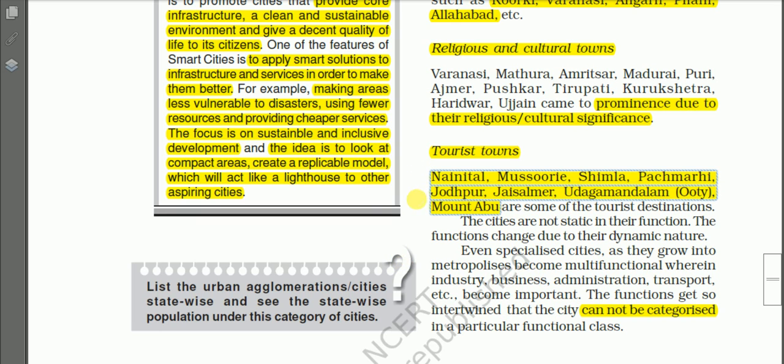So in this way towns perform different types of functions, but sometimes we find specialized functions, and based on the specialized functions, towns in India have been classified in these ways.